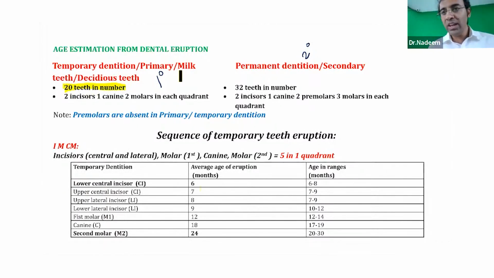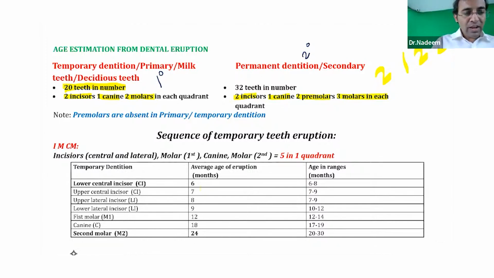2, 1, 2 in each quadrant. 2 incisors, 1 canine, 2 molars in each quadrant. 5 into 4 equal to 20. There will not be premolars in primary dentition. But what about secondary dentition, which is also called the permanent dentition? 32. The rule is 2, 1, 2, 3. 2 incisors, 1 canine, 2 premolars, and there will be 3 molars in each quadrant.